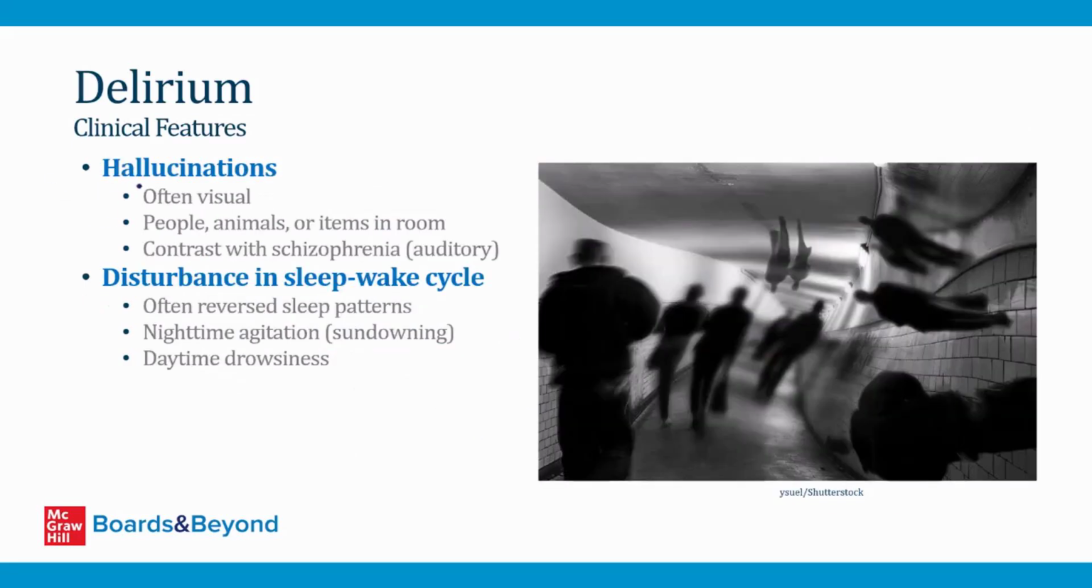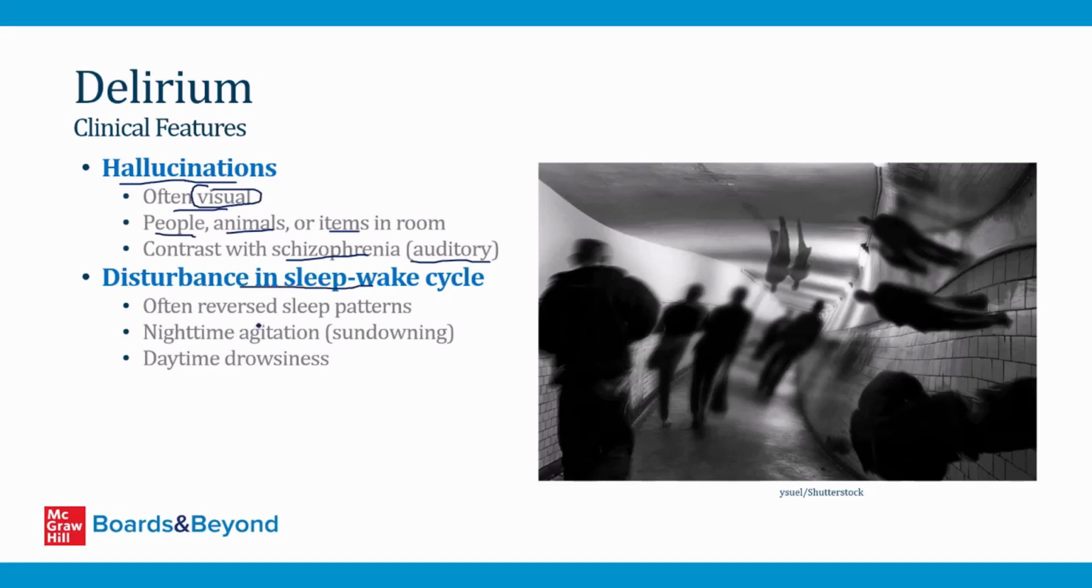Some patients with delirium will develop hallucinations, and these are usually visual hallucinations. So they will see people or animals or items in the room that aren't actually there. I once had a delirious patient tell me that the police had come to visit him in his room, but that was just a visual hallucination. And this is in contrast to schizophrenia. As an aside, patients with schizophrenia usually have auditory hallucinations. They hear things that aren't actually there. In contrast, the hallucinations in a delirious patient are usually visual. And then delirium is famous for disturbing the sleep-wake cycle in patients.